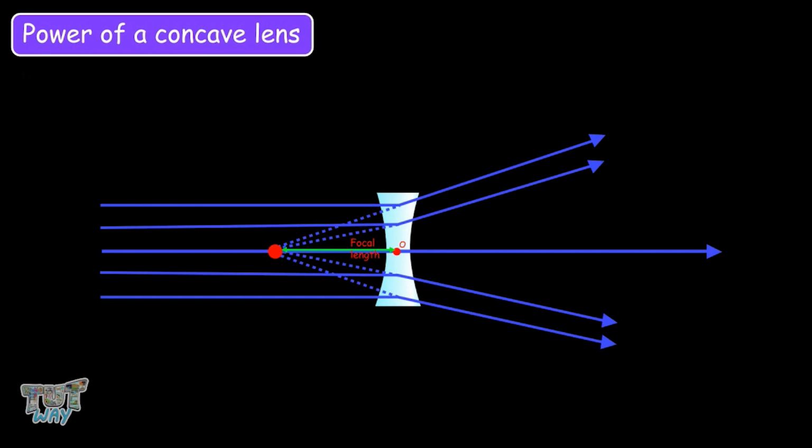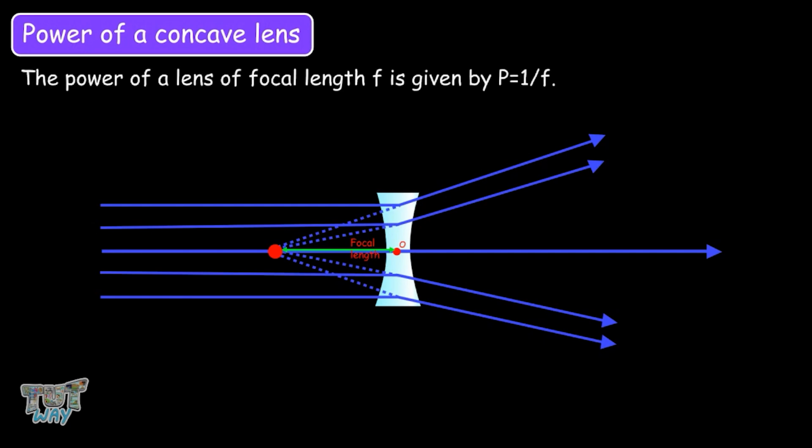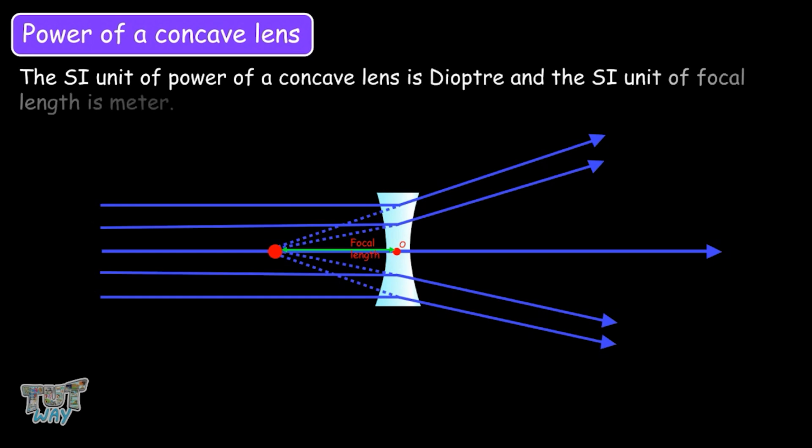The power of a lens is denoted by the letter P. The power of a lens of focal length f is given by P equals 1 over f. The SI unit of power of a concave lens is dioptre, and the SI unit of focal length is meter.